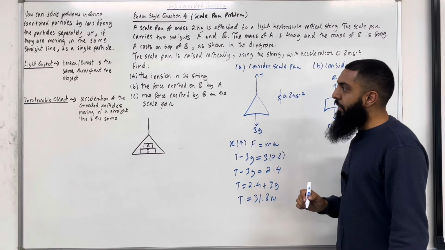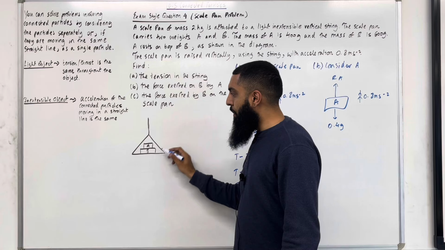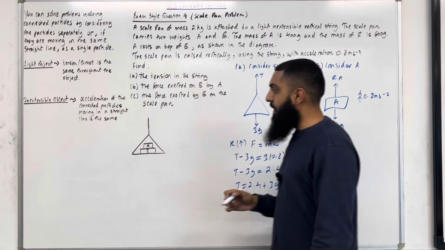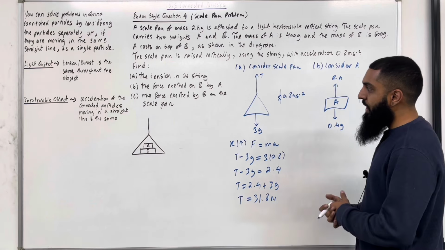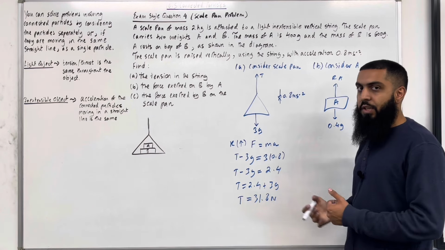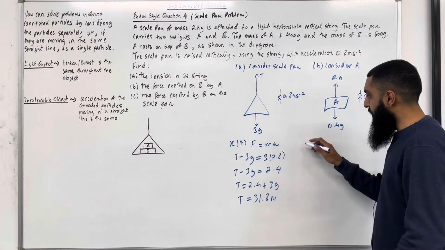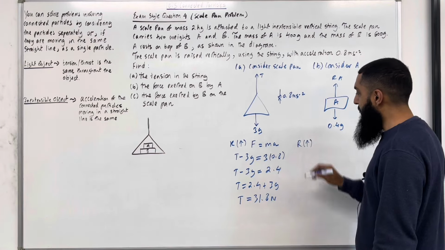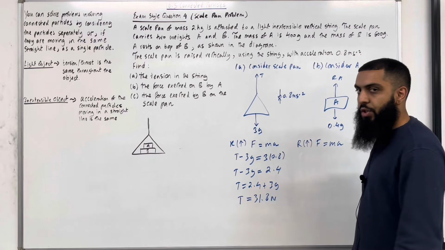We want to find the force exerted on B by A. For A to remain on B as the scale pan accelerates upwards, we must have a force equal to RA acting in the opposite direction. Hence, the force exerted on B by A is essentially the normal reaction of A. We need to work out RA. So I'm going to resolve vertically, taking upwards to be the positive direction, and I'm going to use F equals ma to generate an equation of motion.